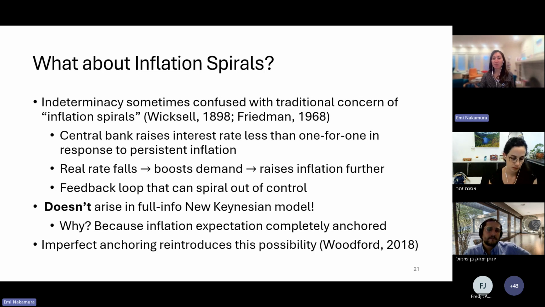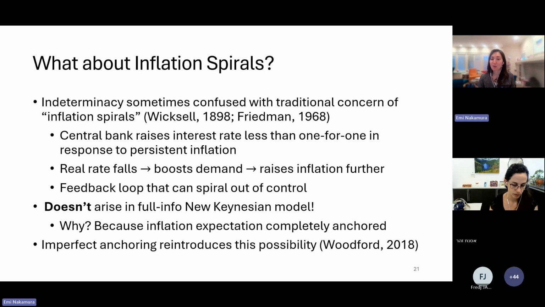So the local determinacy problem that arises and is potentially addressed by the Taylor principle is just completely separate from this inflation spiral problem. And in fact, even if the Taylor principle is violated, and there is this local indeterminacy problem, this inflation spiral doesn't arise because typically in these models, people are assuming that there's complete credibility of the inflation target.